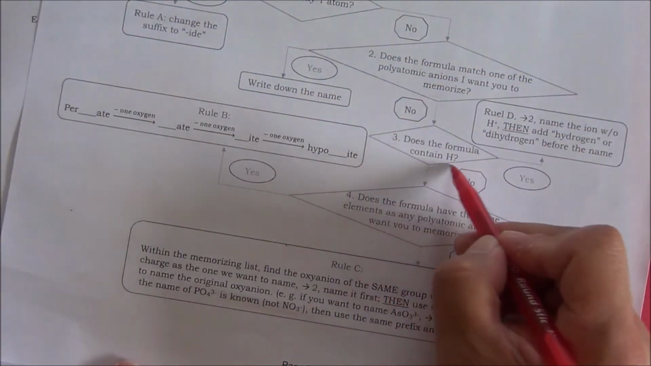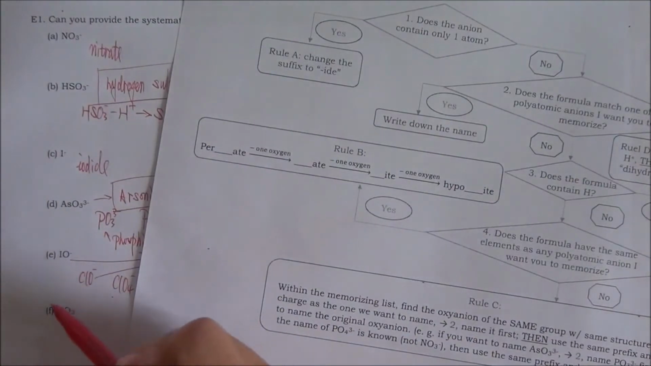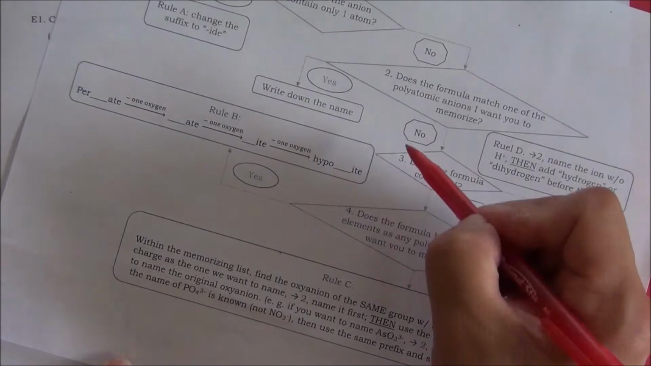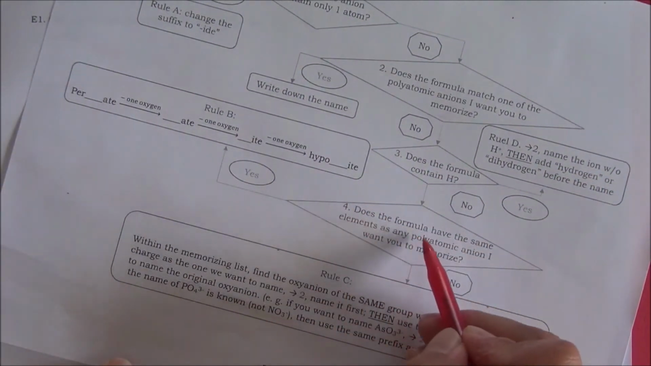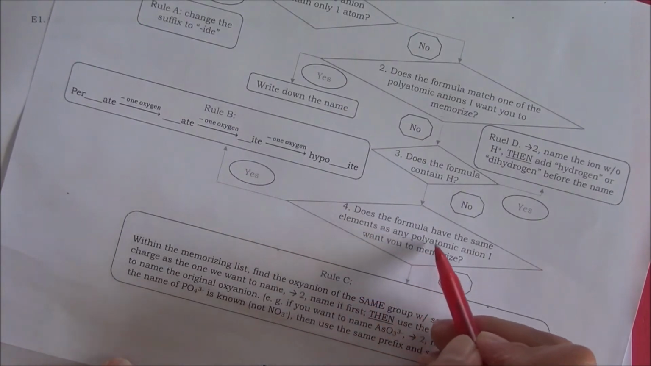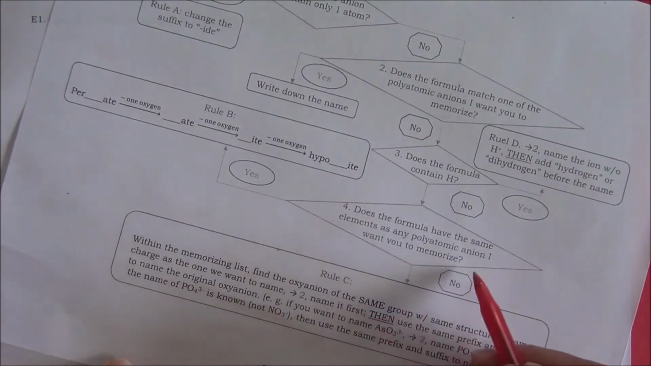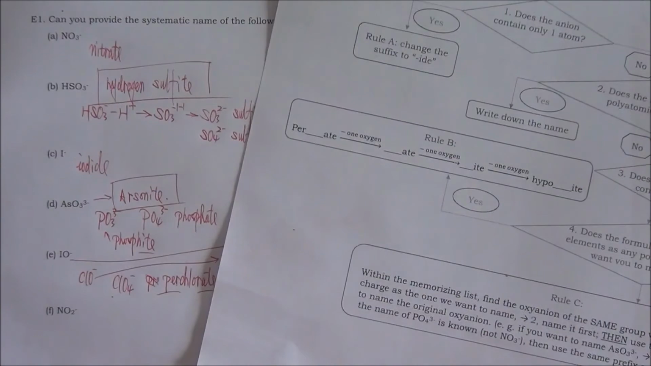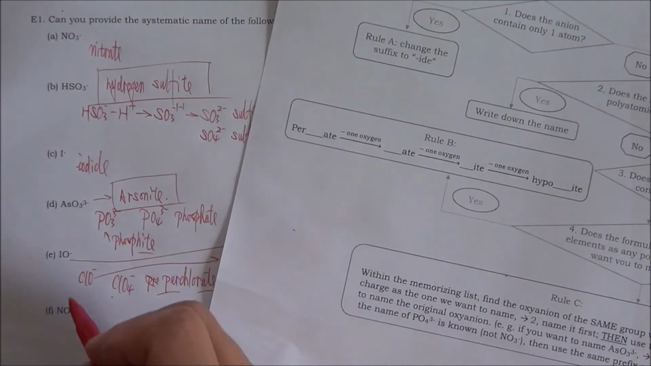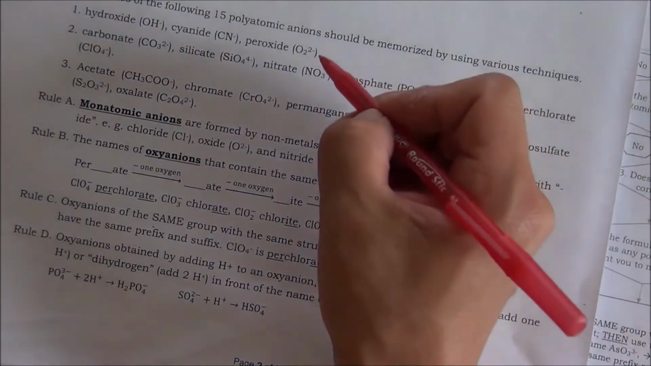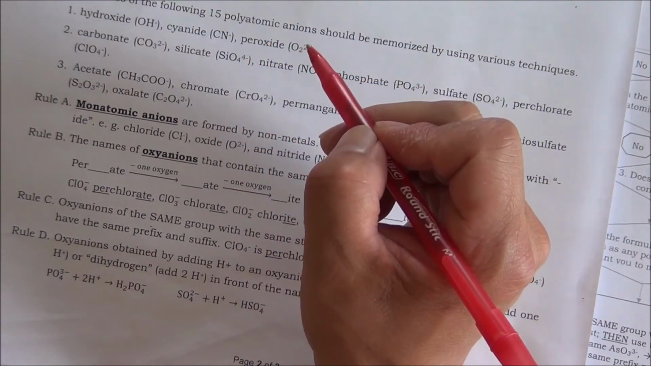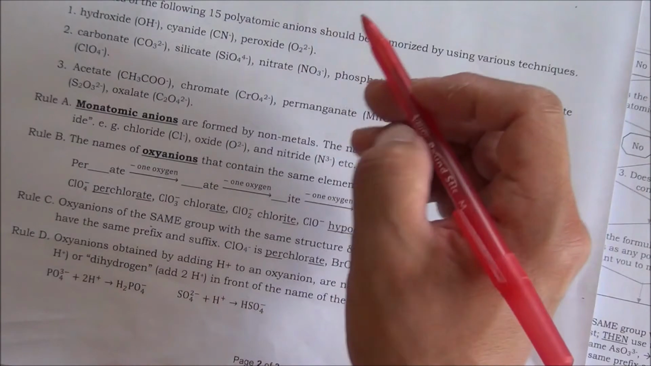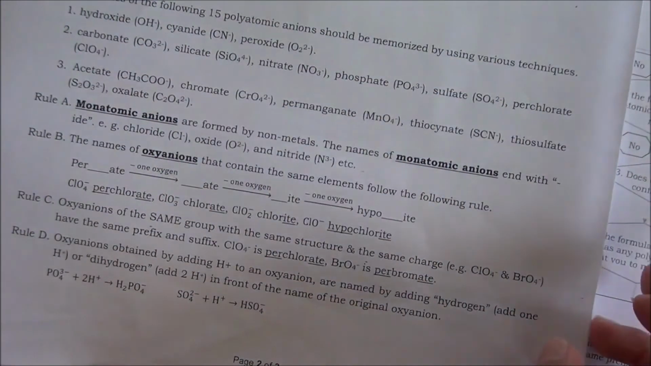Does the formula contain H? When we look at the formula, we can see that it does not contain H. The answer is no to question number 3. We proceed to step 4. Does the formula have the same elements as any polyatomic anion I want you to memorize? Well, we do find one, NO3 minus. You can see that NO3 minus is here. The name is nitrate. During an exam or a quiz, you will not be given this list of polyatomic anions.